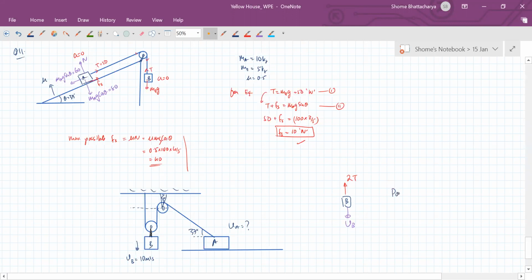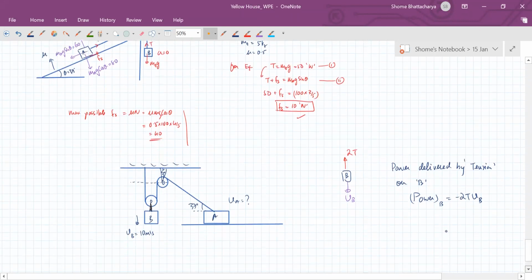So power delivered by tension on the block B will be minus 2T into Vb. Okay, because tension and velocity are in opposite direction.